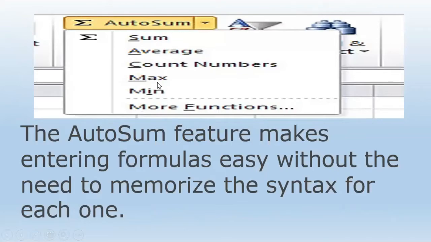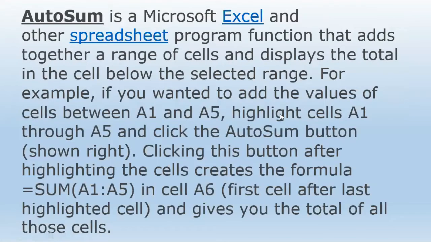Whenever we click on this button and select any of the functions from this button, it means that we have to find the sum of any formula, any rows and any type of cells. So we just use this auto sum function. Okay, click the auto sum button. Clicking this button after highlighting the cells creates the formula SUM A1 to A5 in cell A6.